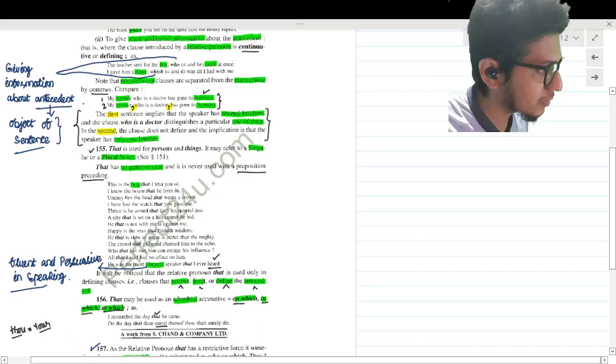It will be noticed that the relative pronoun "that" is used only in defining clauses, that is, clauses that restrict, limit, or define the antecedent.